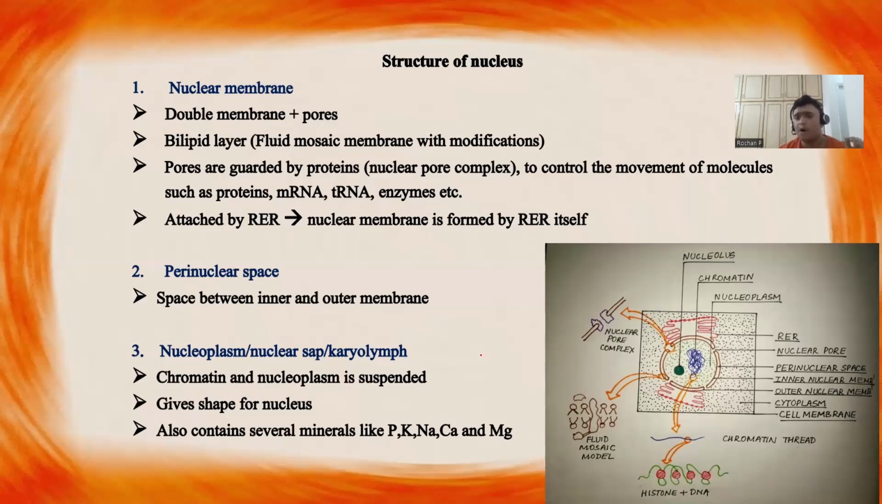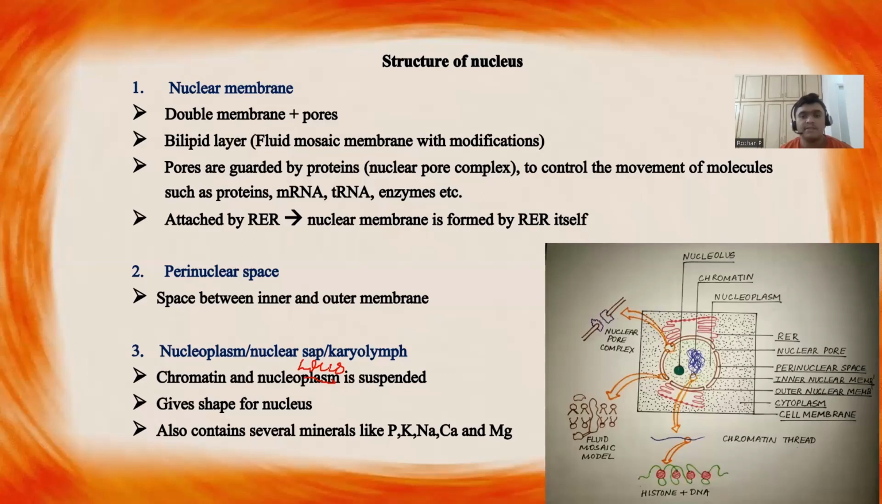That's all. What can we see in this nucleoplasm? We can see chromatin and nucleolus suspended in the nucleoplasm, right? Is it only this much? No, we can see other minerals which the nucleus will need for its nourishment, like magnesium, potassium, calcium, and other minerals we are going to see.